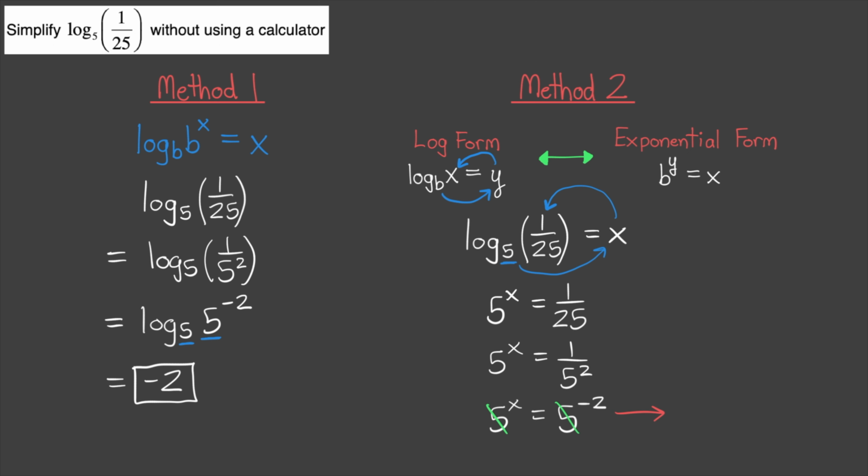So we'll write that over here. So x equals negative 2. So that tells us that our log here simplifies to negative 2. You can kind of ignore the x at this point because we weren't solving an equation that involved x in it. We just used x as a kind of a temporary variable to help us simplify this expression. So this expression simplifies to negative 2, which confirms our answer for method 1.